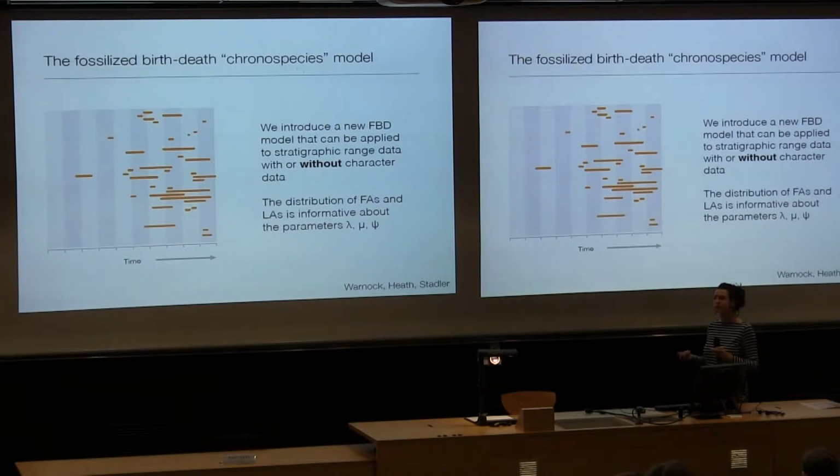The information that this model takes as input are the first and last appearances, because not all possible combinations of these parameters, speciation, extinction, and sampling, are equally likely to result in a given distribution of stratigraphic range data. So this information can be used to estimate these parameters.